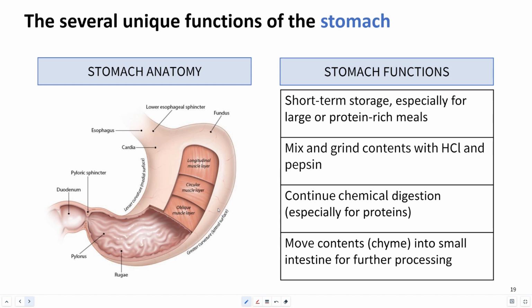Food is then mixed with the secretions from the stomach and then released from the stomach into the small intestines in a fluid called chyme. The stomach initiates the chemical digestion and breakdown of proteins and fats. Alcohol and aspirin and some drugs are absorbed directly inside the stomach. Here is an overview of the anatomy of the stomach.